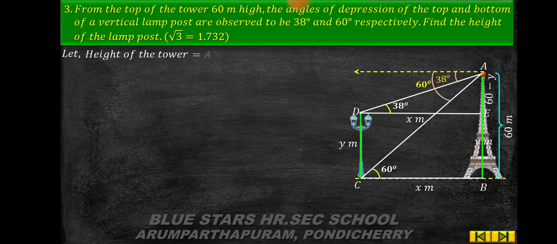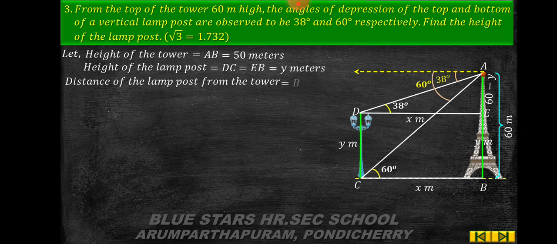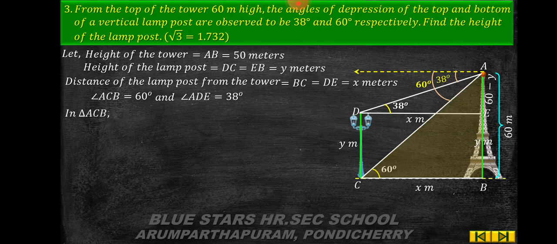Let the height of the tower be AB, which is equal to 60 meters. Then the height of the lamp post, DC, which is equal to EB, is y meters. Then the distance of the lamp post from the tower, BC, is equal to x meters. Therefore angle ACB is equal to 60 degrees and angle ADE is equal to 38 degrees.